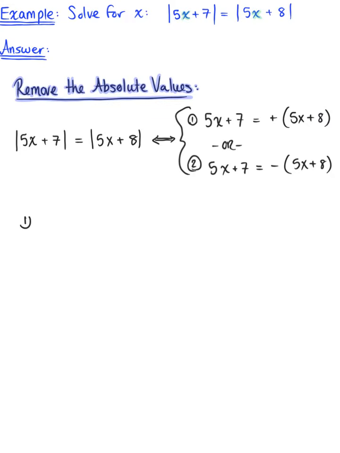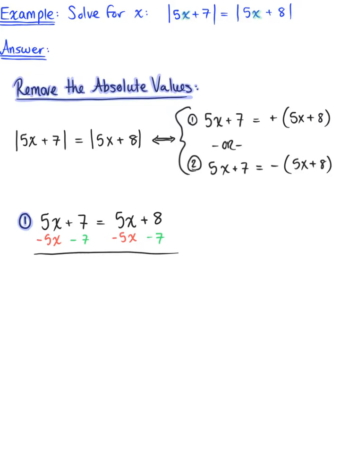So case number 1, we have the positive case, 5x plus 7 is equal to positive 5x plus 8. So I just immediately removed my parentheses. So now let's solve for x. We want to bring all of the x's to one side and all the constants to the other side. So we begin by subtracting 5x from both sides of the equation. And let's also subtract 7 from both sides of this equation.